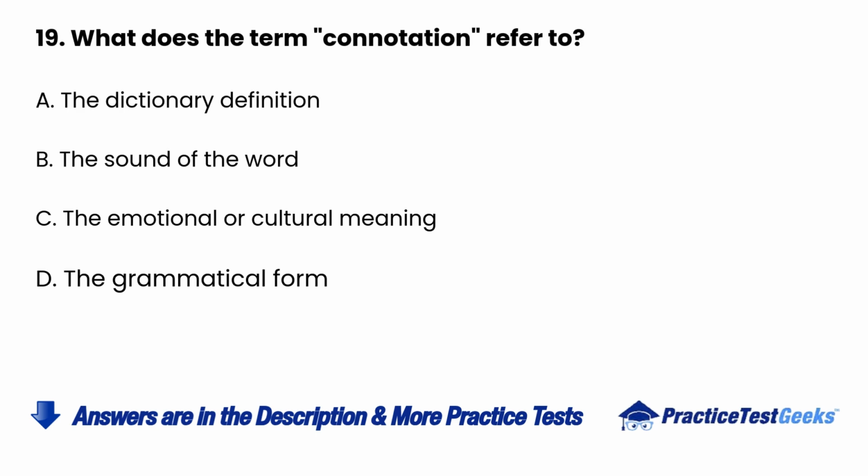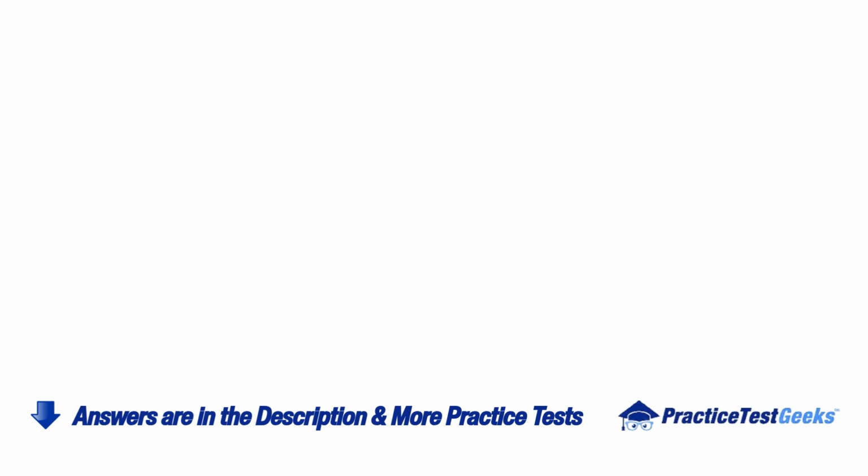19. What does the term connotation refer to? A. The dictionary definition. B. The sound of the word. C. The emotional or cultural meaning. D. The grammatical form.